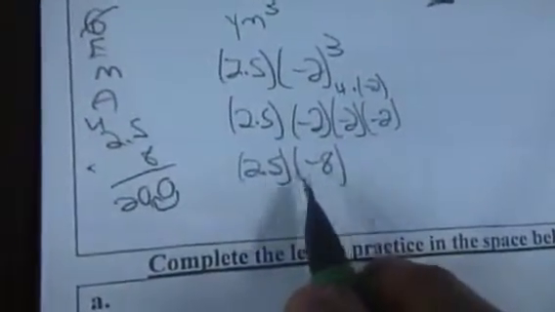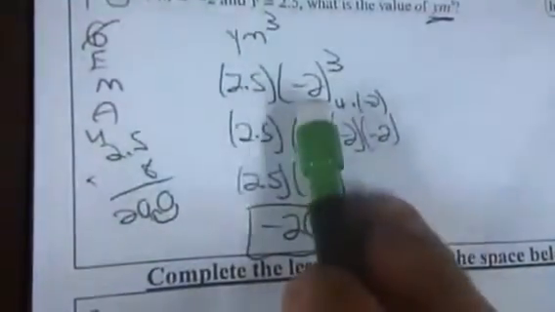Alright, then all I've got to do is multiply that out. 2.5 times 8. What's that? 16, 20. I've got one decimal place in my factor, so I move my decimal over. So this is a positive times a negative, which should give me a -20.